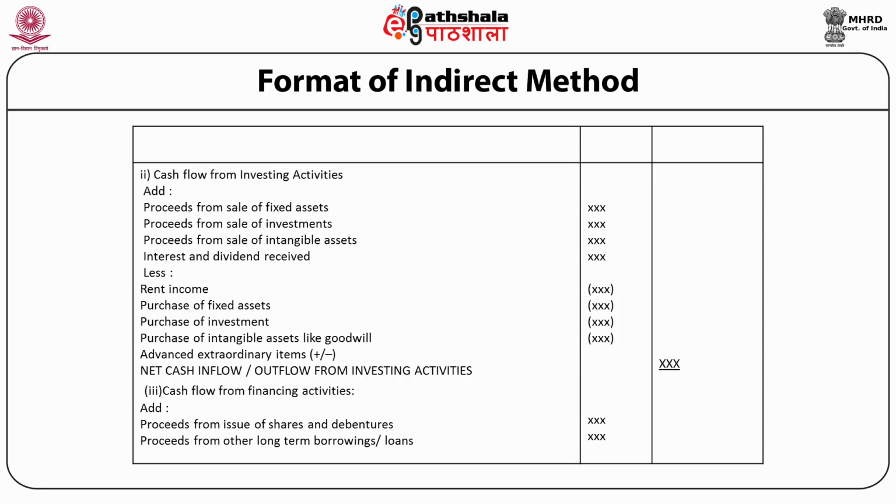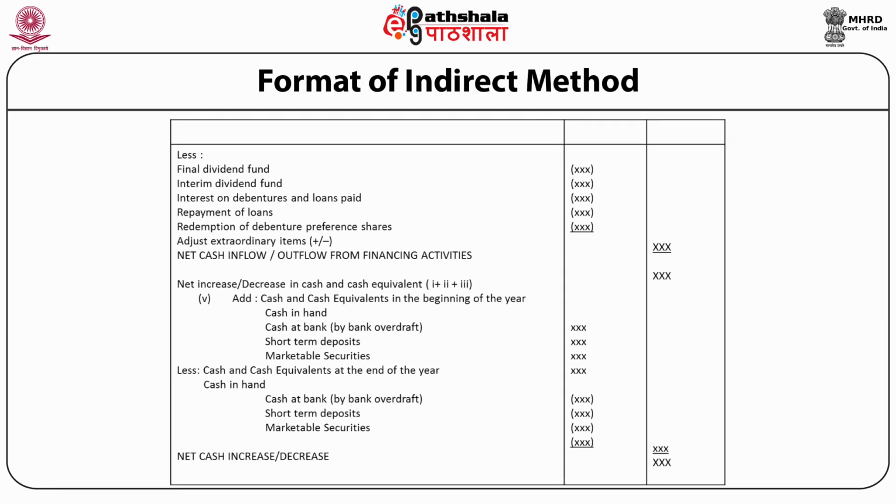Third part of cash flow statement, cash flow from financing activities. Will add proceeds from issue of shares and debentures, proceeds from long-term borrowing loans, and will deduct final dividend paid, interim dividend paid, interest on debentures and loans paid, repayment of loans, redemption of debenture and preference shares, and adjust extraordinary items into this. This will give us net cash inflow or outflow from financing activities.